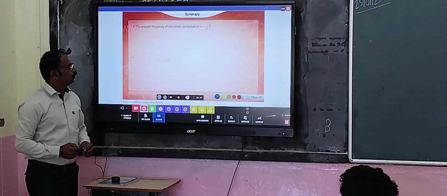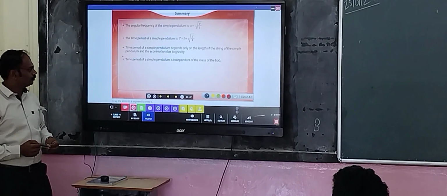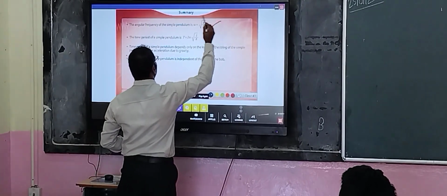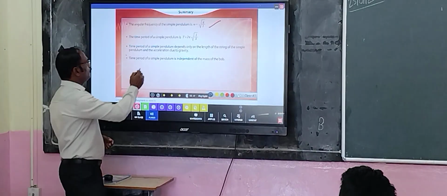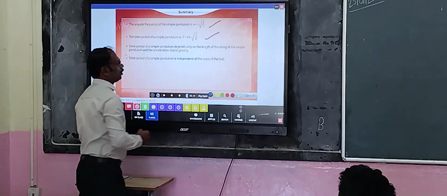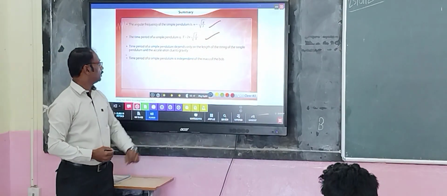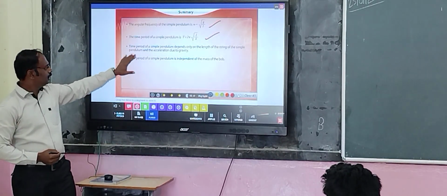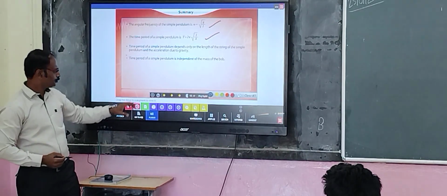Now let us summarize what we have learned so far. We have learned the frequency of the simple pendulum, that is omega is equal to root of g by L, and also the time period of a simple pendulum, that is T is equal to 2 pi into root of L by g. The time period of a simple pendulum depends only on the length and gravity, and is independent of the mass of the body.